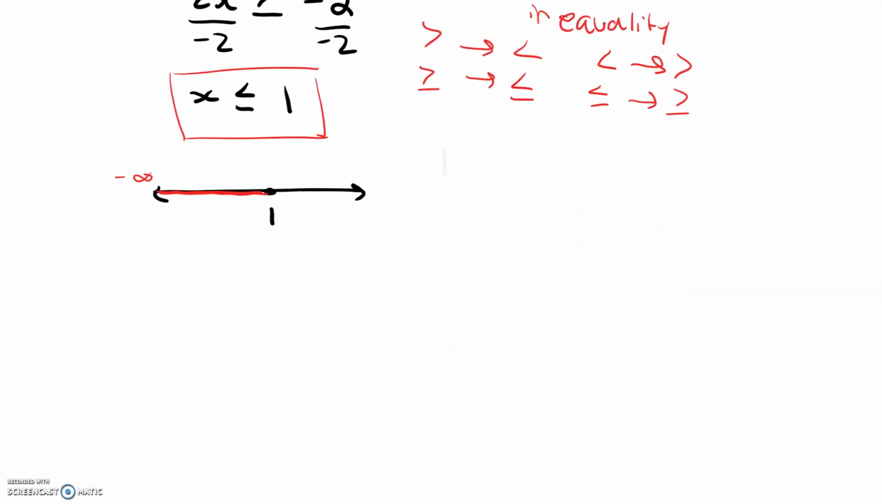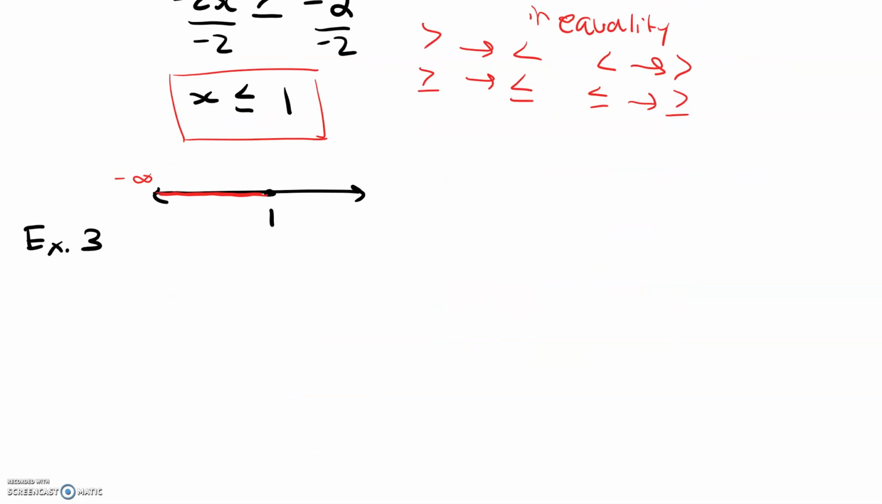Okay, moving on to our third example. Scrolling down a little bit to make some room. We have a double inequality. So we have 5 is less than or equal to 2x plus 1, which is less than 9.